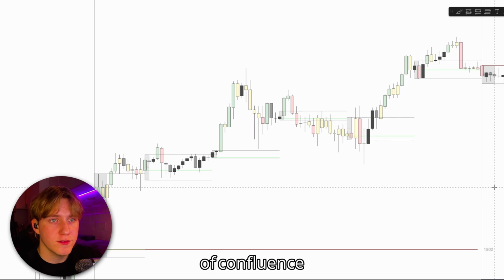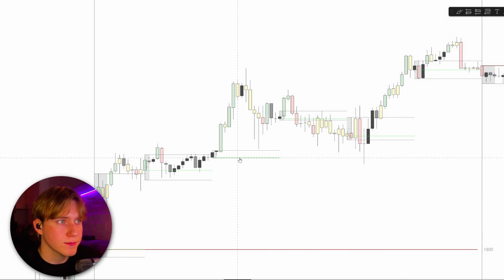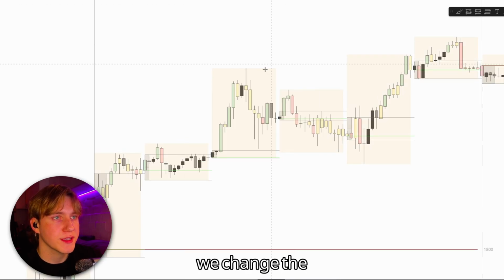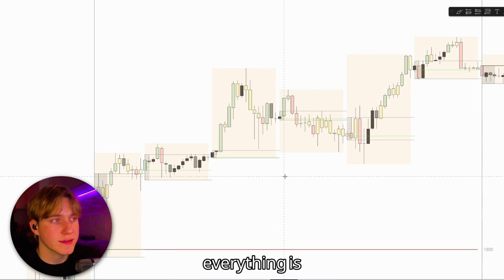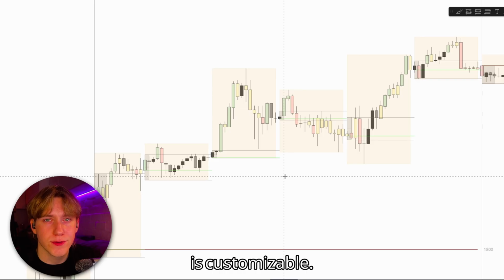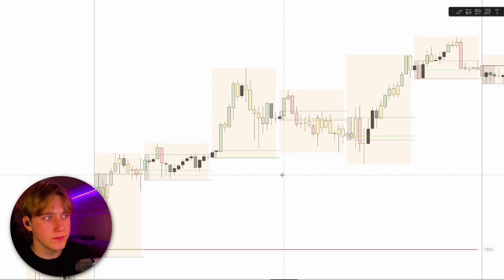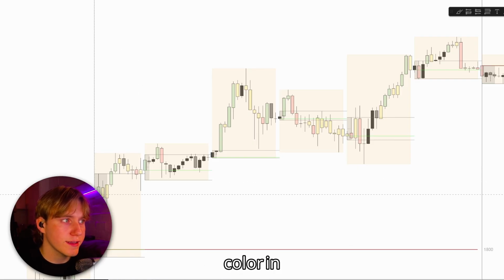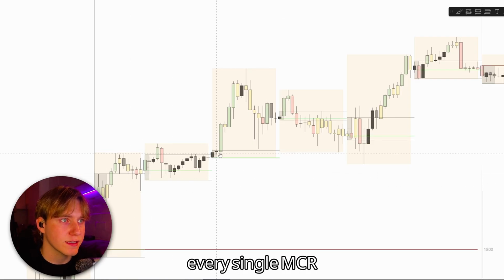Our next form of confluence is going to be our profiles. So our profiles in our indicator, if we go into the settings, we could turn it on right here, MCR daily profiles. We could change the colors in the settings as well. Everything is customizable. The timing is customizable. So I need you guys to go through it yourself and change it like you want it. But getting into this, the profiles itself are going to color in the gap between every single MCR.